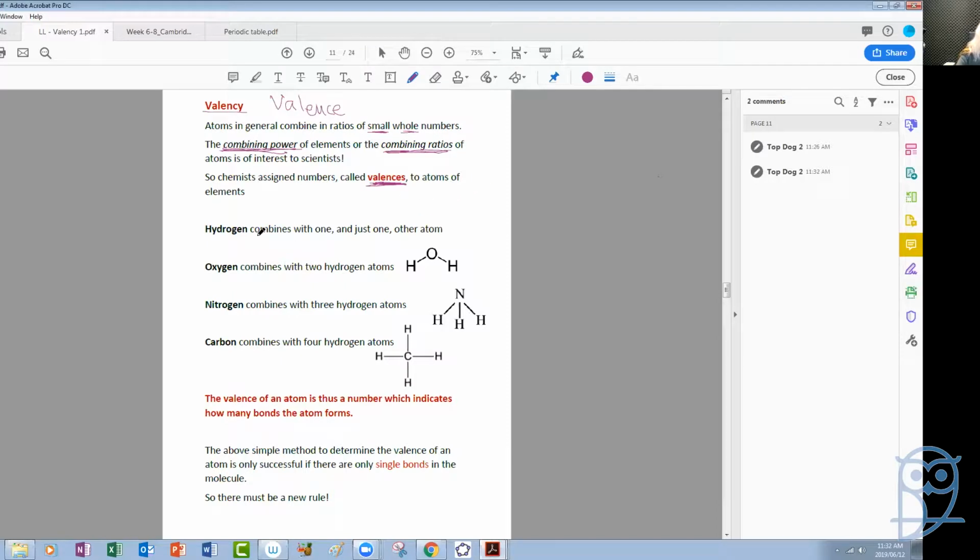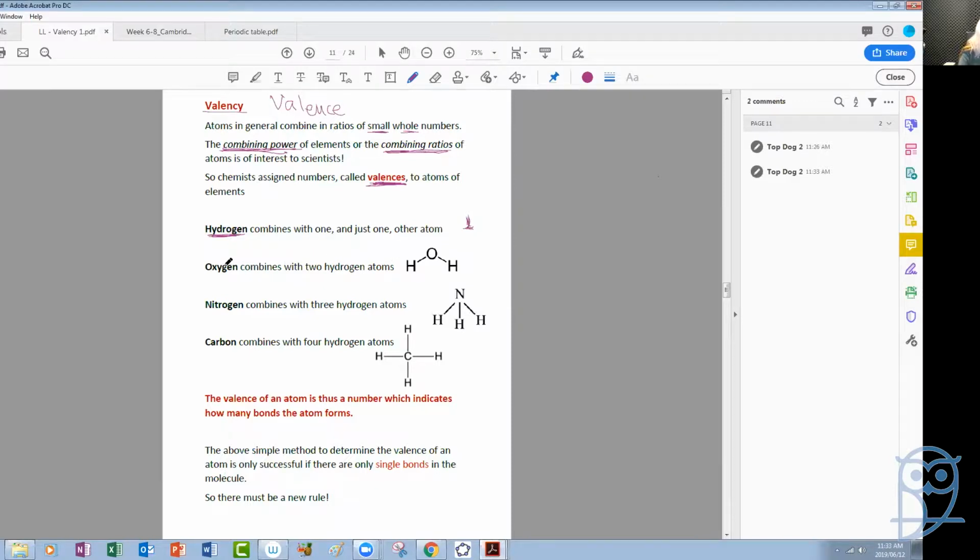So since the late 19th century, scientists know that hydrogen, for example, in general combines with just one other atom. With very few exceptions, of course, but nevertheless, the norm is that hydrogen combines with just one atom, one and only one. So they assign the valency of 1 to the hydrogen atom.